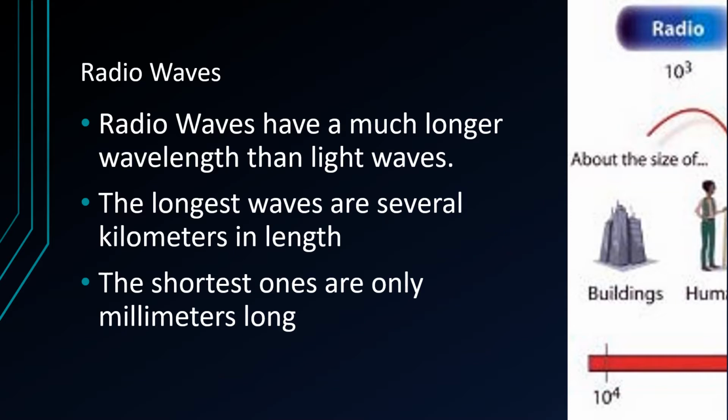So radio waves have a much longer wavelength than the light waves that we see. The longest waves can be several kilometers in length. So let's define a kilometer for those that don't know. A kilometer is 1,000 meters, and we're talking about several of these. Whereas the shortest ones are only millimeters. Okay? And so that is much, much smaller. Those are the little tiny lines on your metric ruler.